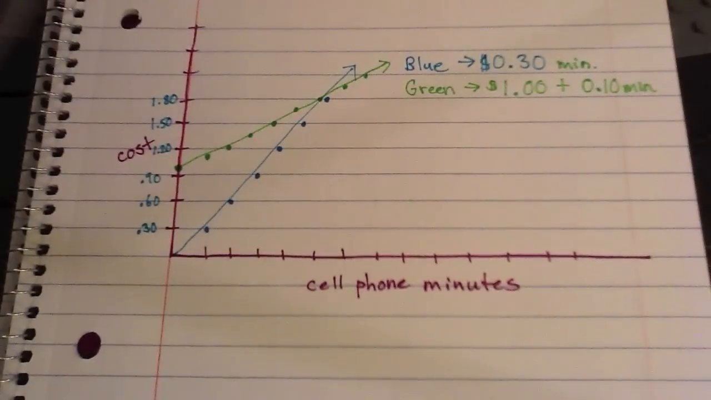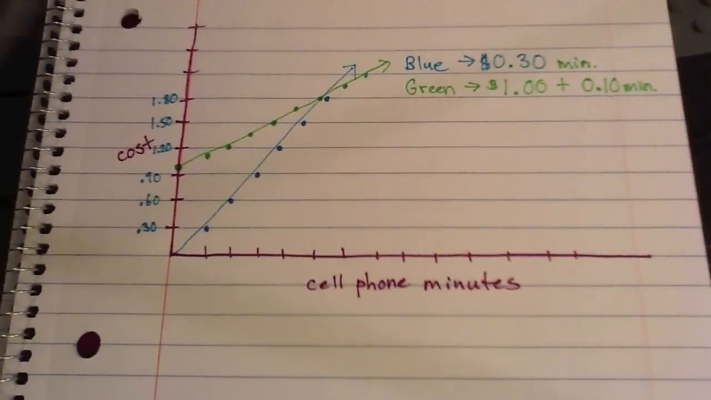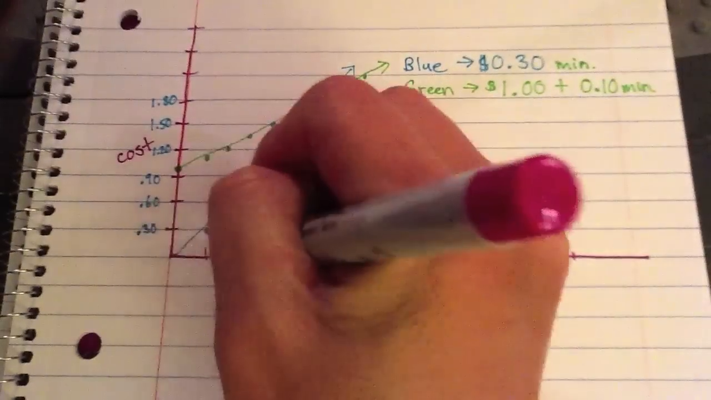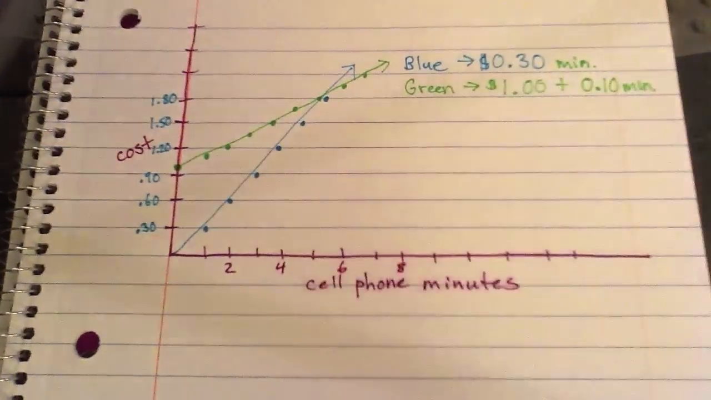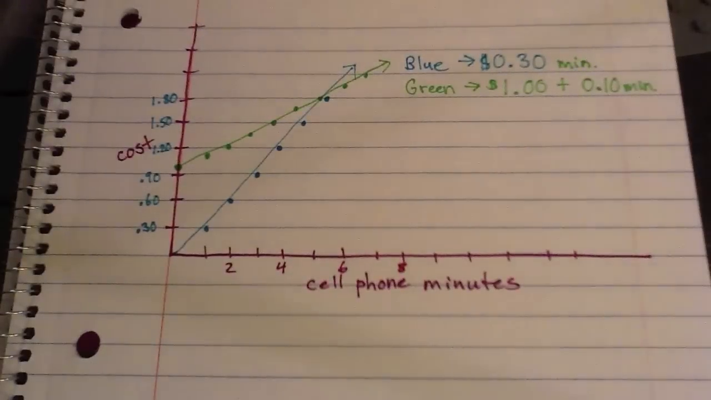What I want you to think about now is, if you were only talking for 2 minutes, which company would be better? 3 minutes, which company would be better? 4 minutes. Just stop and think about that and look at those. And then I want you to stop and think about, when would it be better to use the green company? So remember, here we're counting by minutes. So this is 2 minutes, 4 minutes, 6 minutes, 8 minutes, and I know my graph isn't perfect, but we can look at the general idea here.